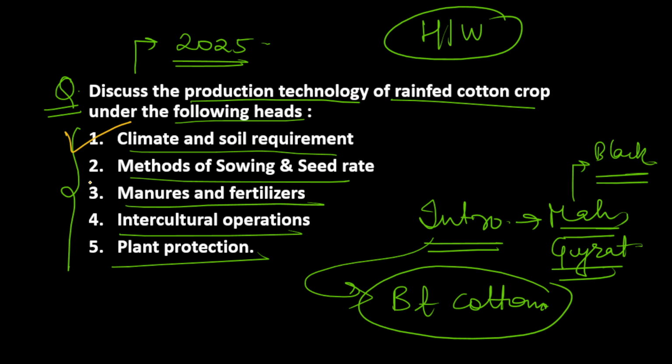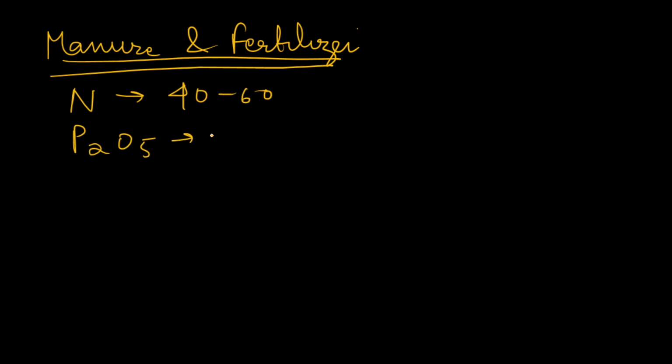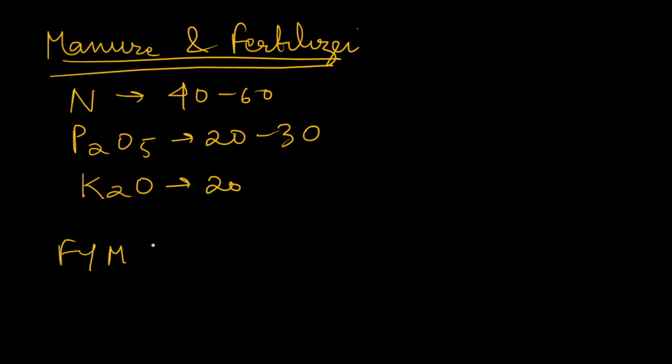Next point we have, after methods of sowing, is manure and fertilizer application. Here, NPK fertilizer should be used. N should be around 40 to 60 kg per hectare, P2O5 should be around 20 to 30 kg per hectare, and K2O should be around 20 kg per hectare, depending on varieties and soil test. We can also use farmyard manure, around 10 to 15 tons per hectare.